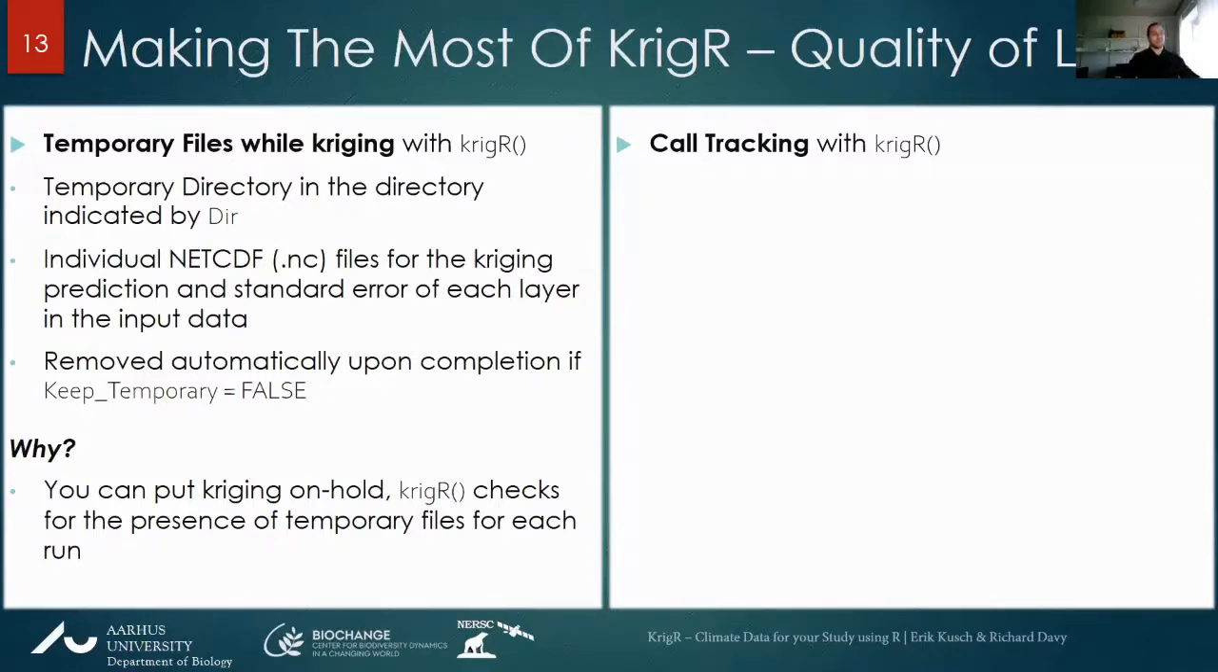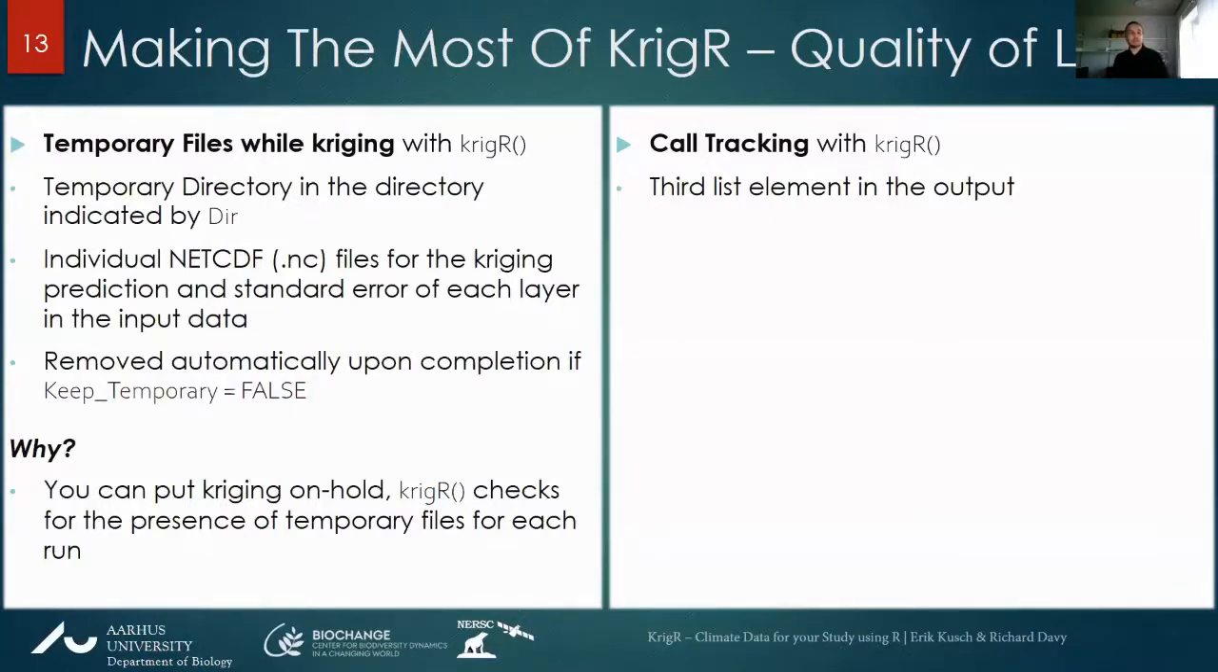At most, you lose any kind of progress that KrigR has achieved on one individual layer, or if you have parallelized computing, a few individual layers, but never the entire data set. Because KrigR is run in such a way that it checks for the presence of the temporary files belonging to this function call, and if they are present, skips and loads them so it doesn't have to do the actual KrigR on these files.